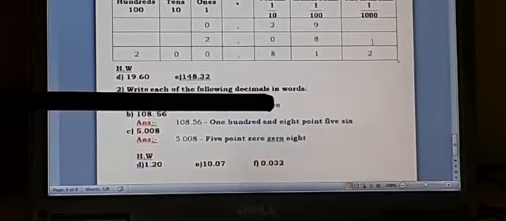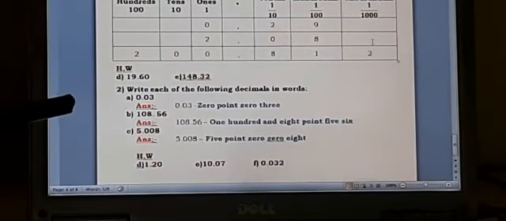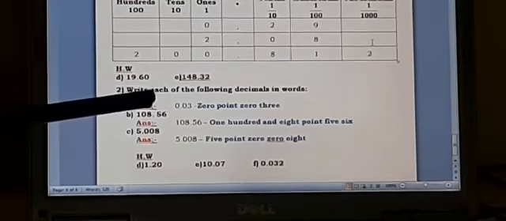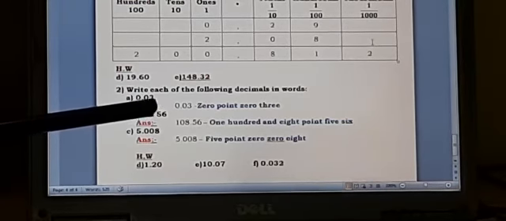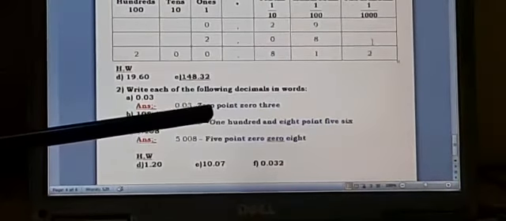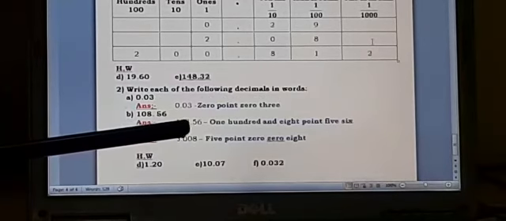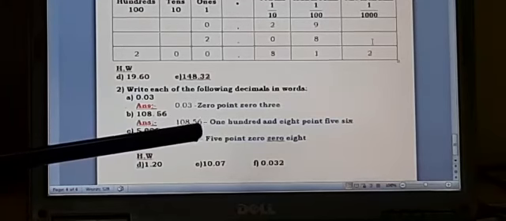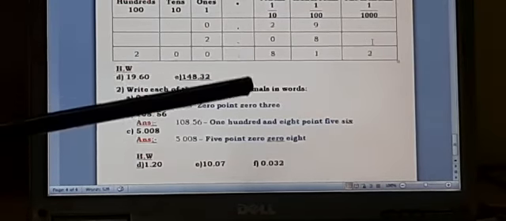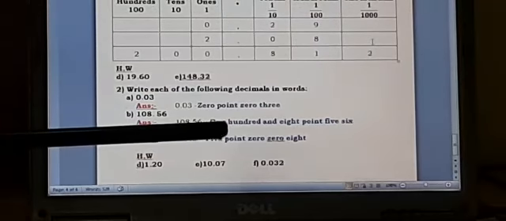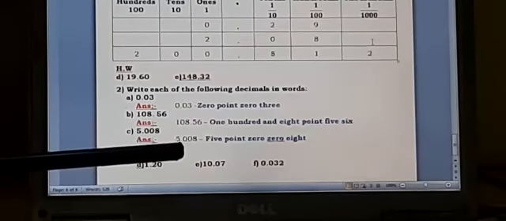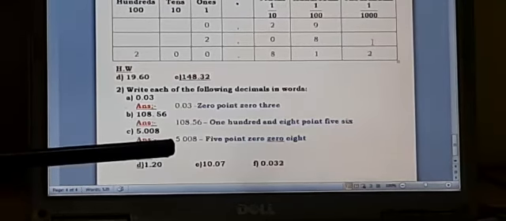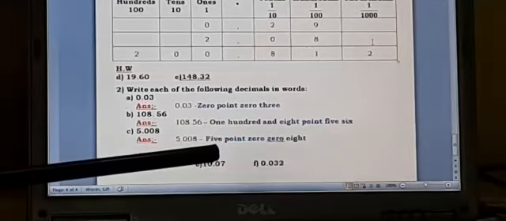Next, write each of the following decimals in words. This is very easy to write in words. See the question 0.03. The way we read it, the same way you have to write in words. Here 108.56. After the decimal point, as I have already told you, each digit you have to read separately. Next question, 5.008. The way we read it, you have to write like that.